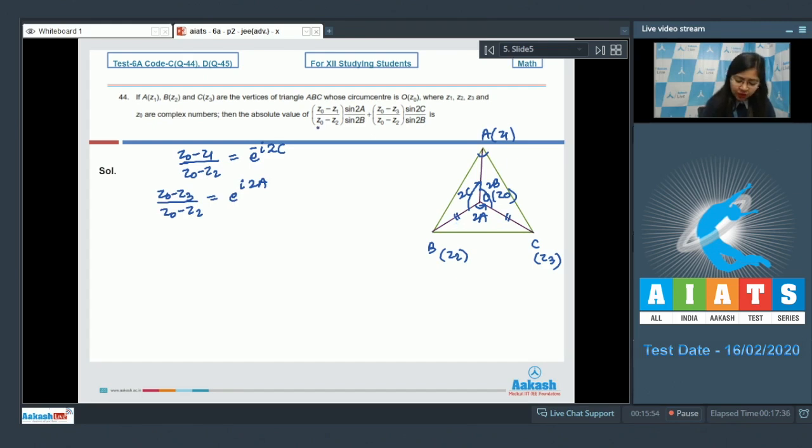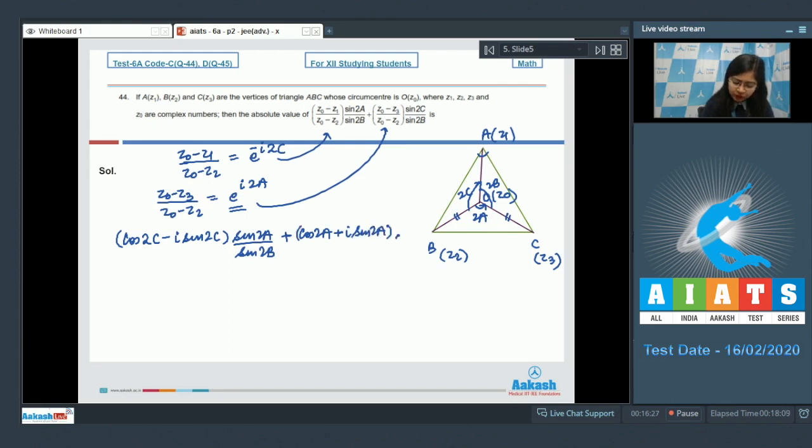Now we need the value of (Z0 minus Z1) upon (Z0 minus Z2). So here putting the value of this one and putting the value of this here, we will get e raised to the power minus iota 2C, that is cos 2C minus iota sin 2C, into sin 2A divided by sin 2B, plus, here we have cos 2A plus iota into sin 2A into sin 2C divided by sin 2B. We have to find the value of this one.